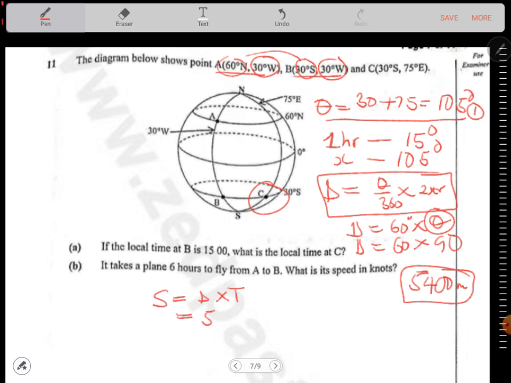Then you're saying 5,400 times time is 6 hours. No, sorry. Speed is equal to distance over time. Sorry. So distance is this, and the time is 6. So we're going to get 900 knots.